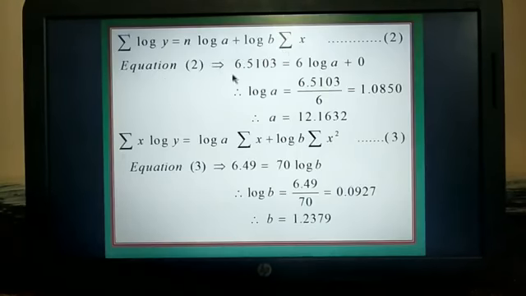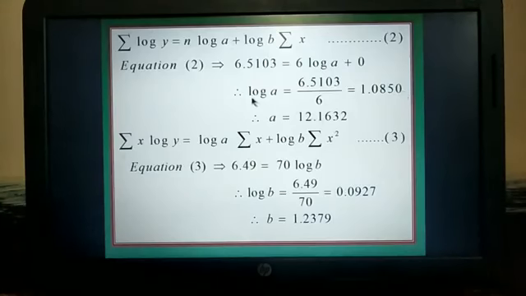So this equation 2 implies, we had got sum of log y to be 6.5103. So that is substituted. N was 6. Log a is a constant, so keep it as it is. Since sum of x is equal to 0, this entire term will be equal to 0. So now we have got 6.5103 is equal to 6 log a. Log a we need, so log a is equal to 6.5103 divided by this 6, which gives you 1.0850.